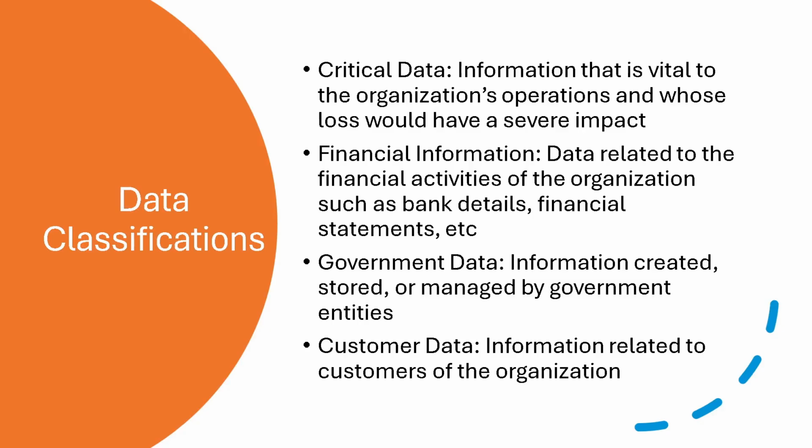Financial information is data related to the financial activities of the organization, which also requires strong protection measures to prevent fraud and comply with financial regulations. Government data is information created, stored, or managed by government entities, and it must also adhere to specific regulations and classification levels. Customer data is the information related to the customers of the organization, and it also requires protection to maintain customer trust and comply with data protection laws.